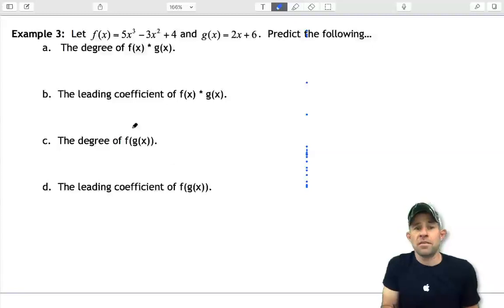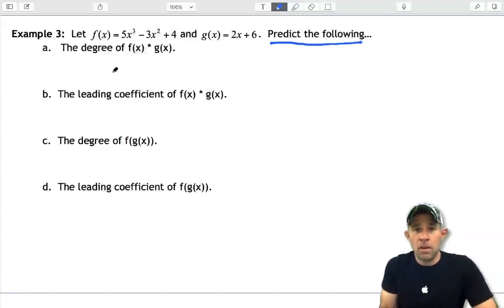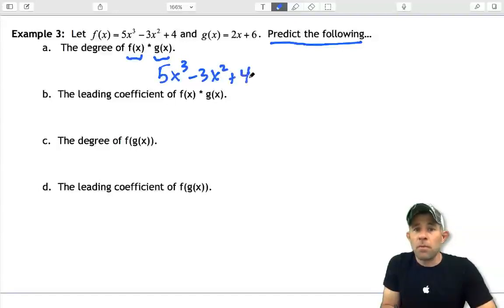It says let f of x equal 5x to the third minus 3x squared plus 4. G of x is 2x plus 6. Now it says predict what's going to happen when we do the following. So this says that we're going to try to predict the degree of f of x times g of x. In other words, if I were to take 5x cubed minus 3x squared plus 4 and then multiply that to the function 2x plus 6.